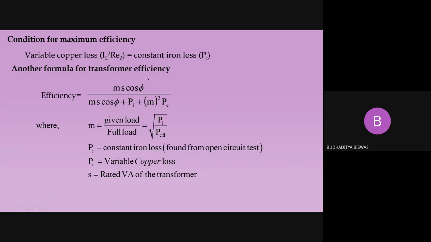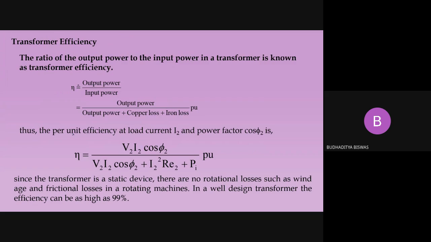And there are some other formulas. First of all, the condition for maximum efficiency: when does the efficiency of the transformer become maximum? The steps are the same as in books, you will get the derivation. So how do we find the condition for maximum efficiency? We need to take the first derivative of that efficiency with respect to the current I, and set it equal to 0, and from that we get the condition for maximum efficiency.